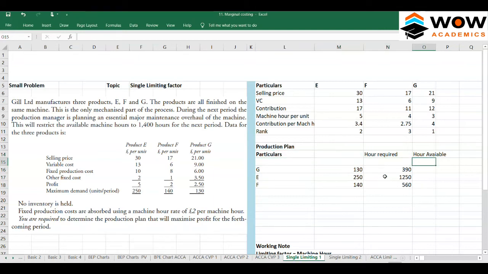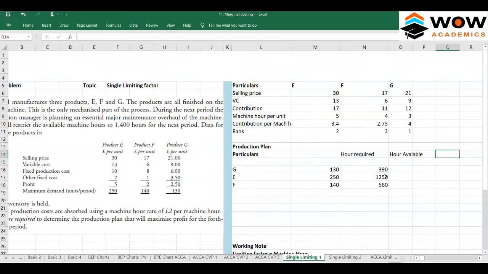Okay, so we can also produce units to be produced. We can also have that as a column. So the hours available at the initial is, he has said that 1400 hours is available. Okay, first we could give it to G. If we give it to G, we can produce 130 units, and 1400 minus 390 hours will go. So the balance now is, hours available now is only 1010.